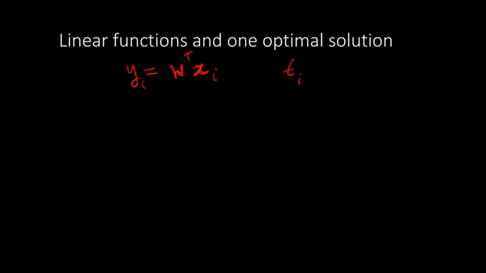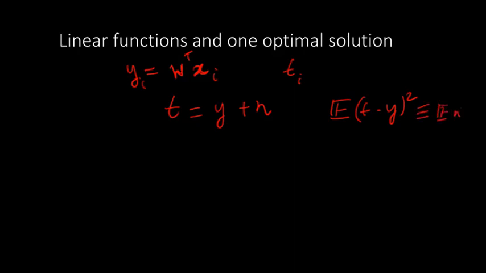So now basically what we have is we assume that this target value t is actually equal to y plus some noise. Okay, and we will assume some distribution for the noise. So if we want to minimize the expected value of (t minus y) whole squared, we are actually minimizing the variance of the noise. That is equivalent to the expected value of noise squared. Okay, so that is the variance of the noise.